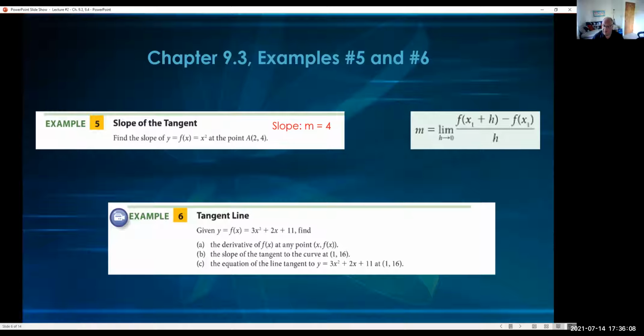I'll put the formula back up. Actually, the formula is right there. It's right here. M equals. You could see it's right there for you. Use that function and see if you can figure out the answer.